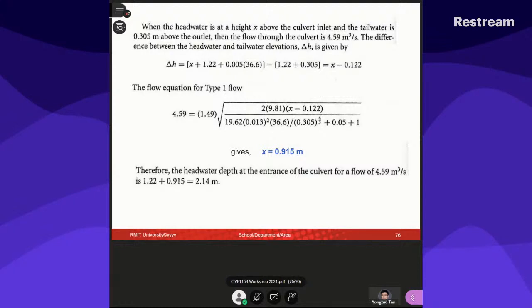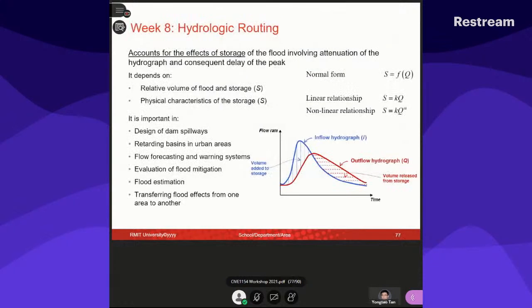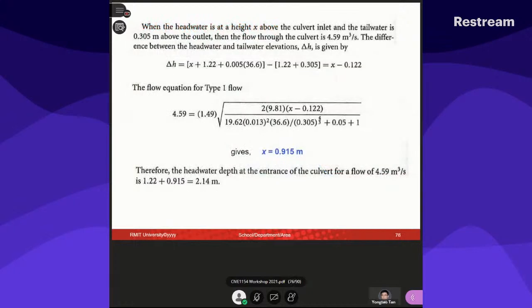So actually, this example uses a culvert with a submerged entrance. There are three types of conditions we need to know. Now, before we move into the hydraulic routing, I think we have some examples here.